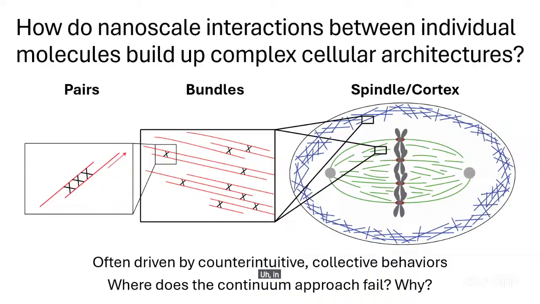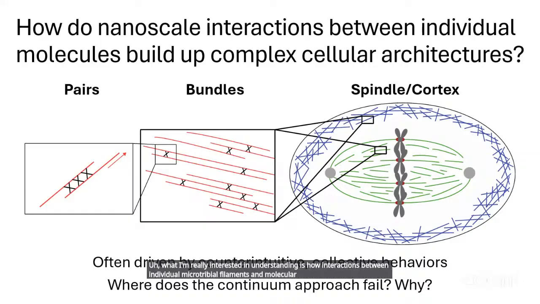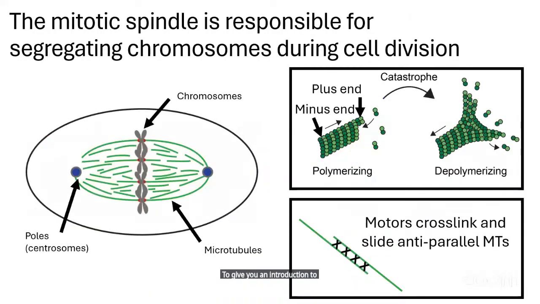In terms of the spindle, what I'm really interested in understanding is how interactions between individual microtubule filaments and molecular motors can assemble mesoscale bundle-like structures that are then critical to the overall function of the spindle itself. And I think this is a broad question that's true in a lot of cellular organelles and has become a defining struggle in a lot of biophysical modeling: how we can think about these questions that bridge length scales.